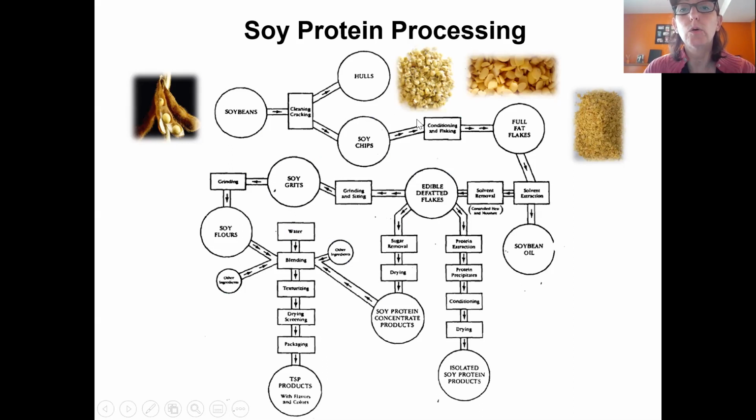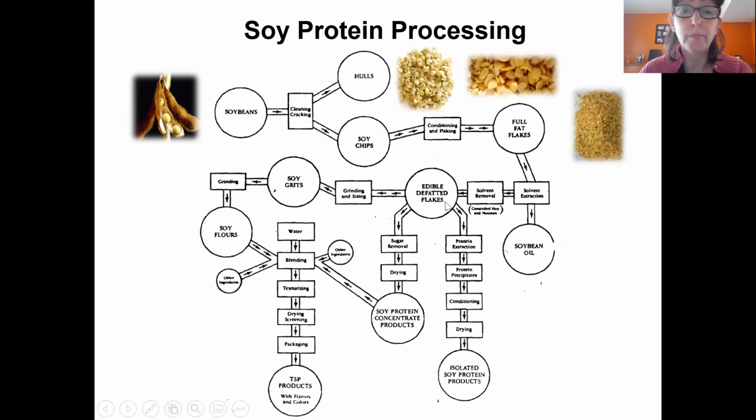Soy chips go through conditioning by heat and flaking, and then you get the full fat flakes. The full fat flakes get extracted for oil, so you get the oil removed. There's the pressing, and then there's also defatting by solvent to remove most, if not all, of the oil. And because you use hexane, they do a desolventization step in industry. It requires heat for higher efficiency of time and removing of that solvent. And then you get the defatted flakes.